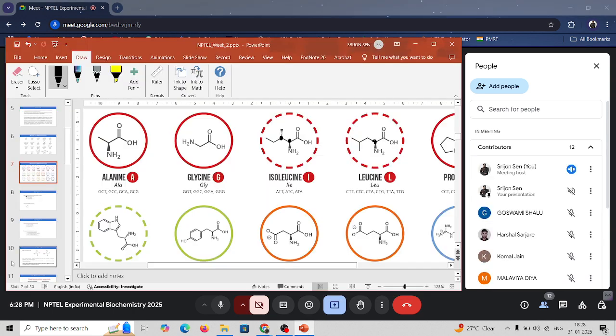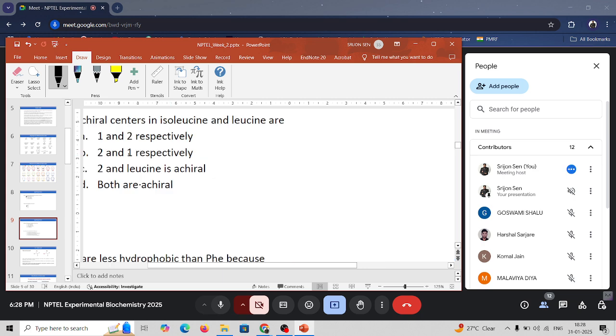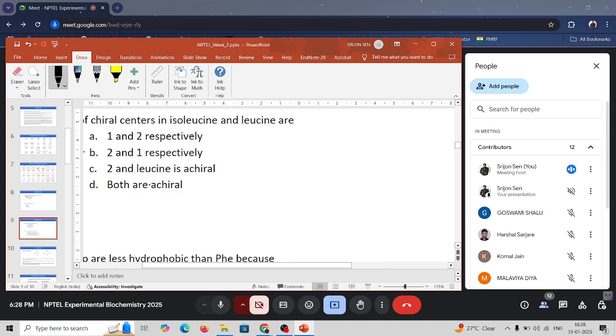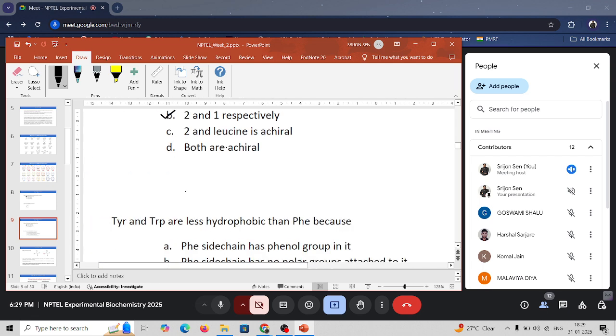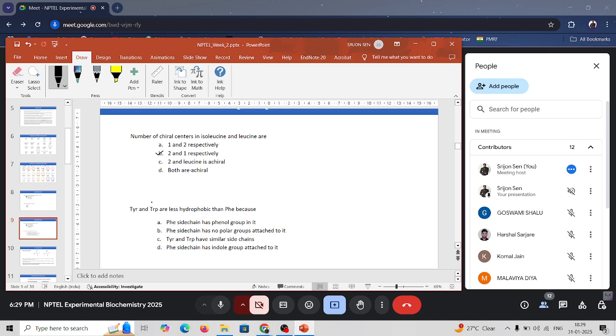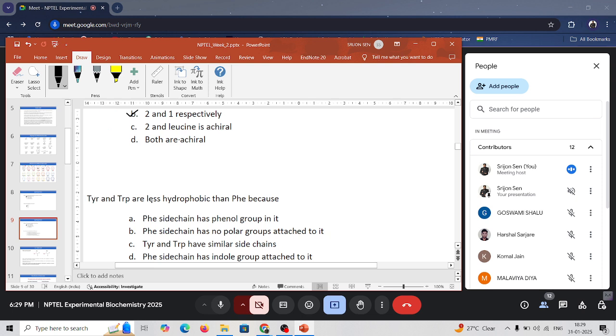So that is why the correct answer over here is 2 and 1. So those who have thought of it, 2 and 1, that is absolutely correct. Now, next one. Tyrosine and tryptophan.